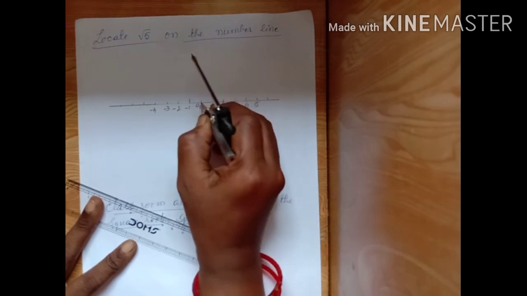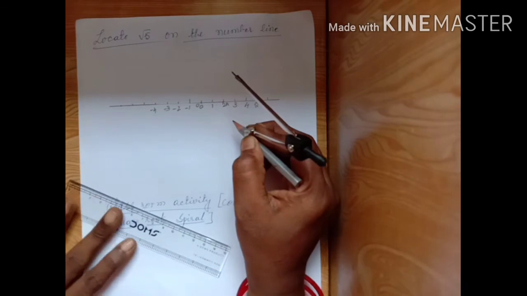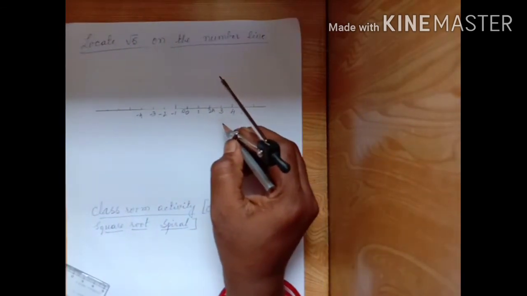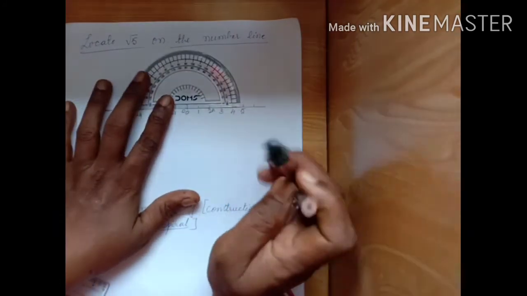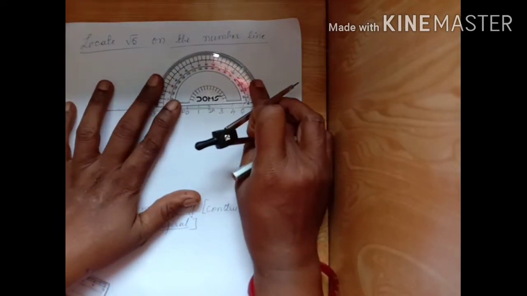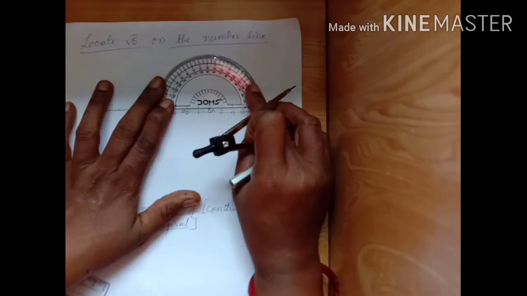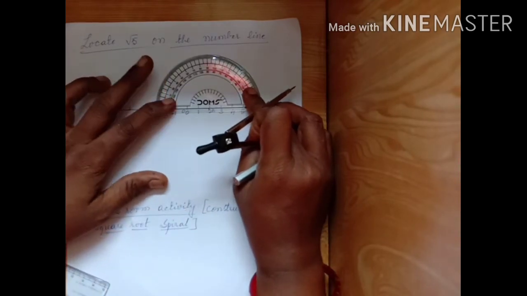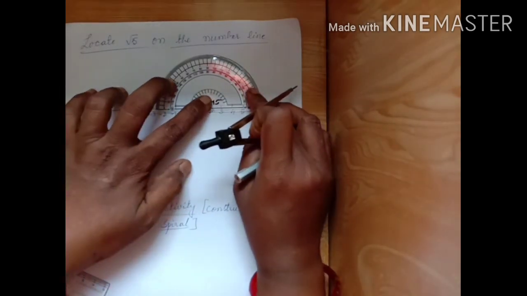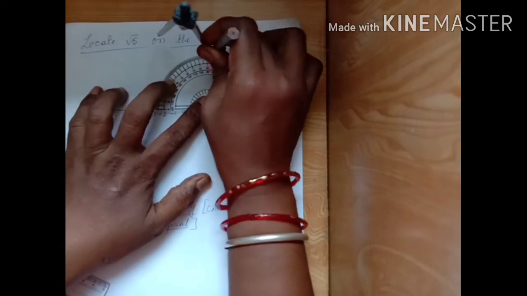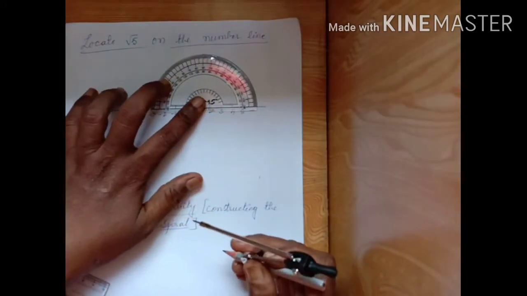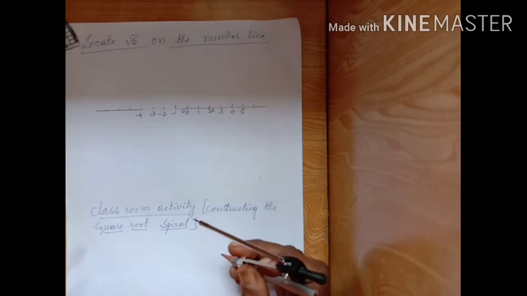Okay, I will mark this one. Now let me take this protractor. With the help of the protractor, there are 2 points, no? I have marked it now as A, correct? From there, let me mark how much? 90 degrees, because we need a perpendicular line here. We have to construct a right angle triangle.